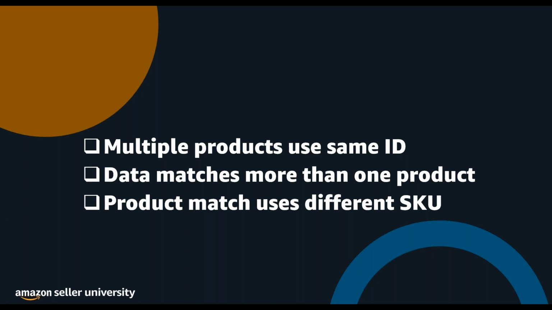And finally, sometimes Amazon will find a product match listed with a different associated stock keeping unit, or SKU. And this can happen if you reuse a previously associated SKU. So to fix this issue, you're going to need to delete the SKU and resubmit your product data.